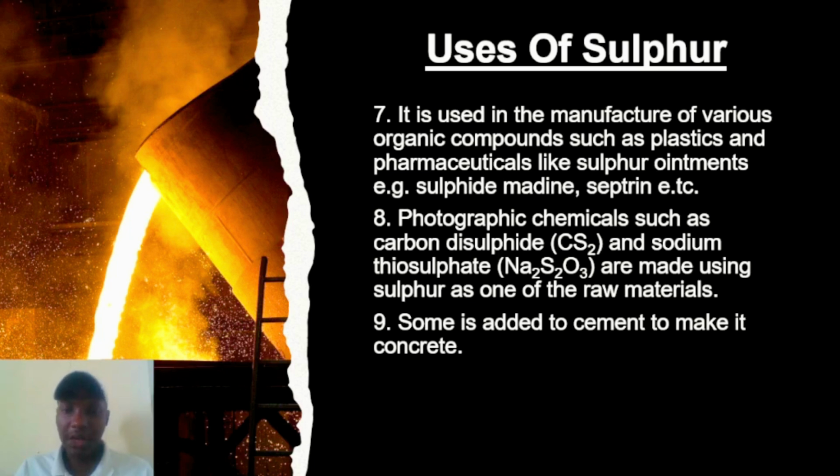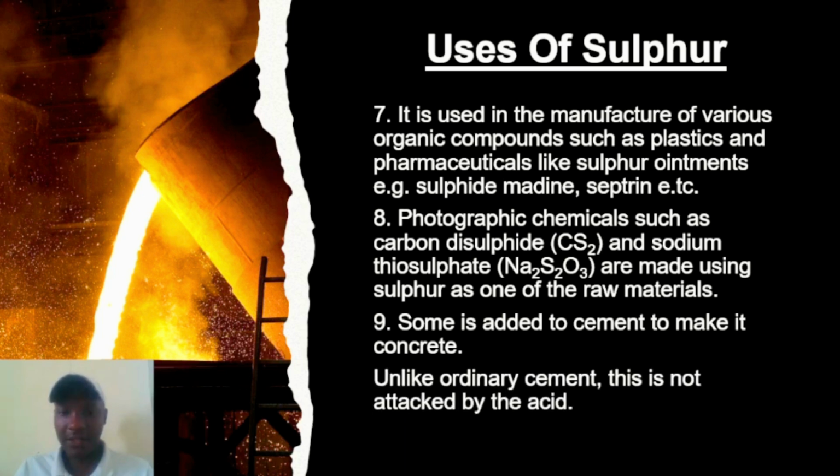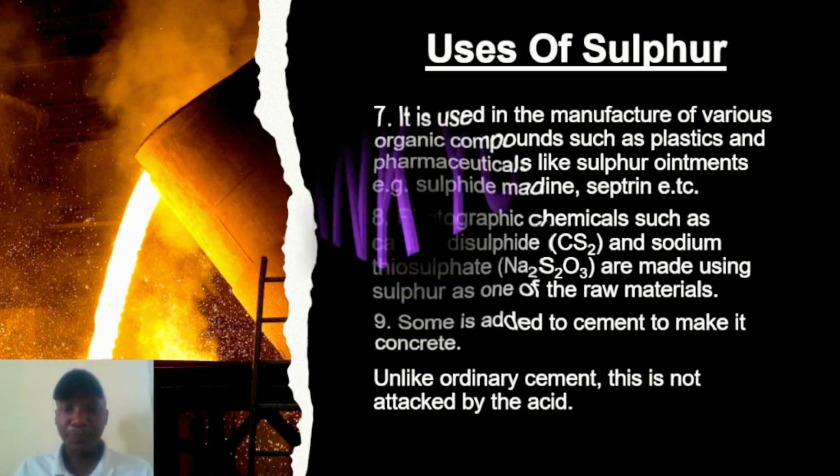Also, sulfur is added to cement to make it concrete. Unlike ordinary cement, when sulfur is used in cement, it is not easily attacked by acid. So the cement becomes concrete, and it can be very useful for walls and floors. That's how you can see sulfur being useful in cement.